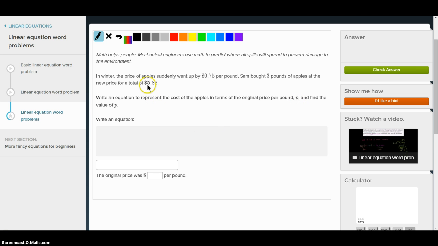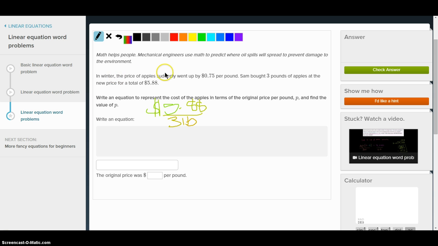Okay, so let's start with the current price per pound. And we're going to do that by finding how much he paid total divided by how many pounds he paid for. And that's going to give us the price per pound. So we're going to have $5.88 divided by 3 pounds. Okay, so this is the current price per pound of apples.